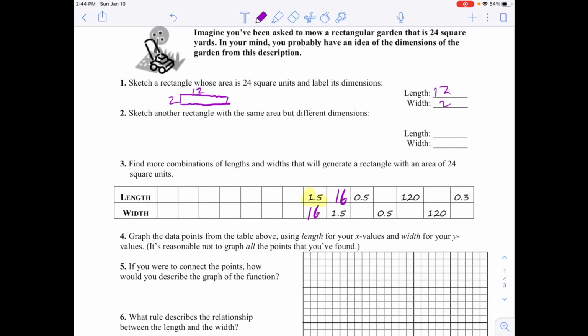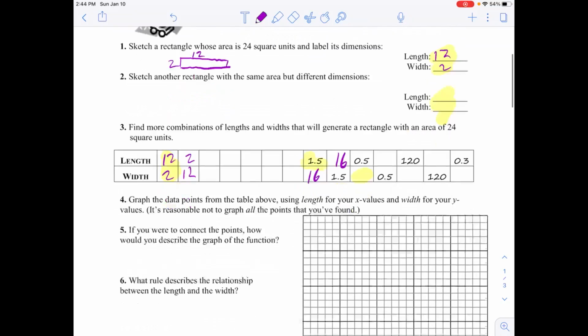Some of them are even harder. There's 120. So you're going to have to do 24 divided by 120, and you're going to get a small decimal. You're going to fill in all of these, whether it's the ones over here that are just filling in the blanks, or over here where you're putting some of the answers from up here. And remember, you can flip it. So you could put 12 and 2, and you can also put 2 and 12.